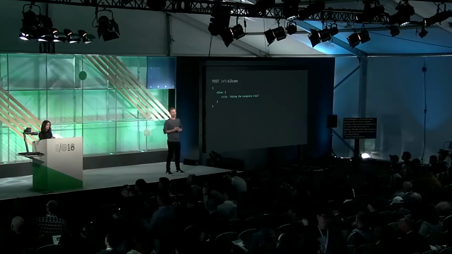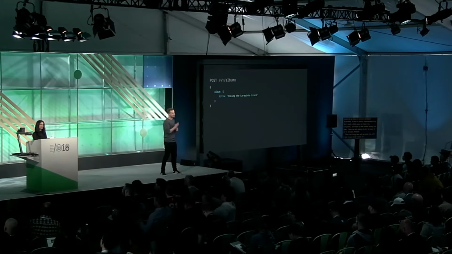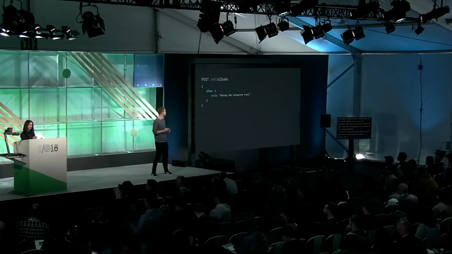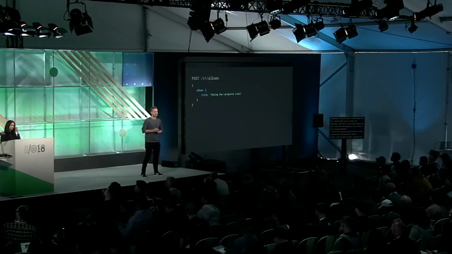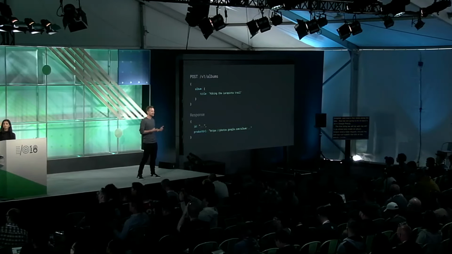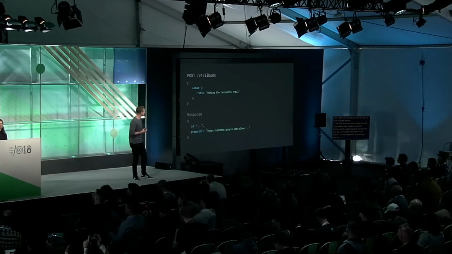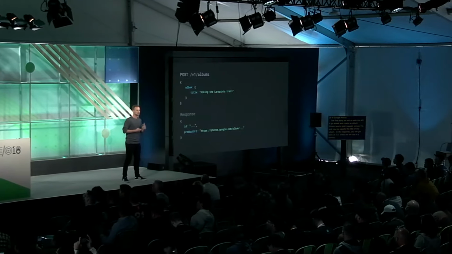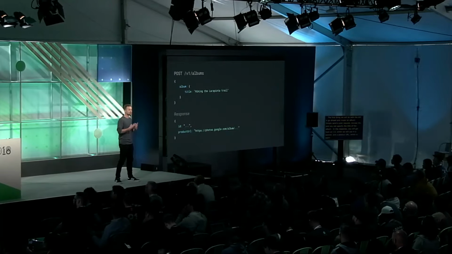So the first thing we'll do with the API is go ahead and create an album. Simply send a post request, and you can specify the title of the album. And in the response, you'll get back an ID, which we'll use in just a second, and a product URL, which is, again, a deep link so you can show the content in Google Photos. As you can see, the album's empty for now, so let's fix that.